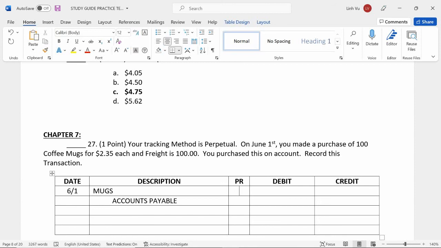Now in this case, how much is going to be my grand total that I'm going to be writing in here? How much am I going to journalize? $335. So in this case, we're going to put everything into inventory, including freight.